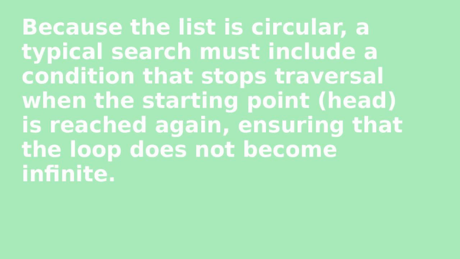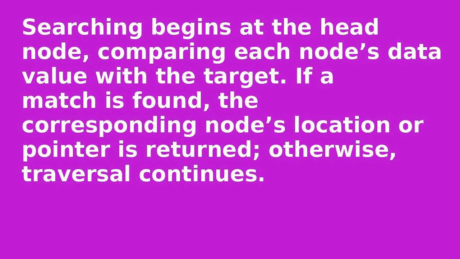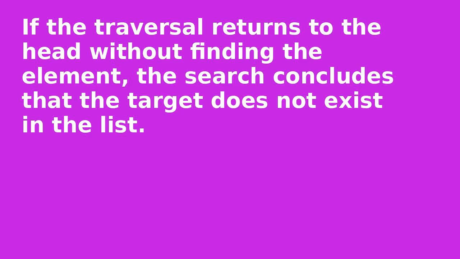Ensuring that the loop does not become infinite. Searching begins at the head node, comparing each node's data value with the target. If a match is found, the corresponding node's location or pointer is returned. Otherwise, traversal continues. If the traversal returns to the head without finding the element, the search concludes that the target does not exist in the list.